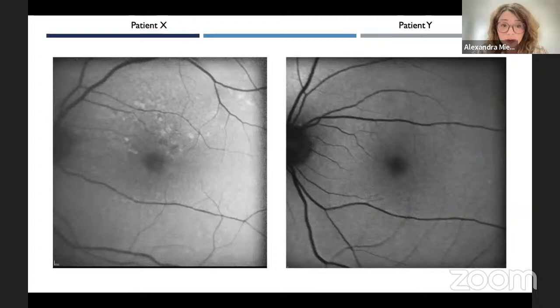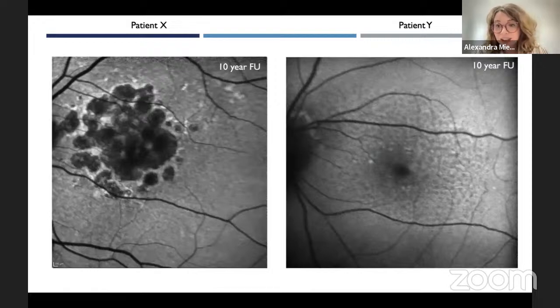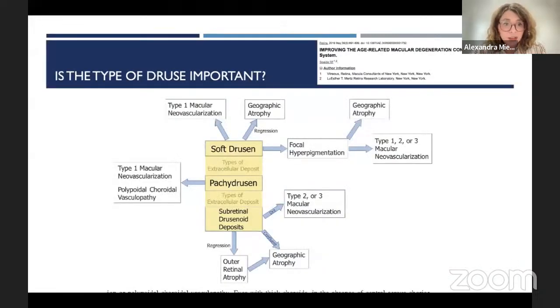And on autofluorescence, while at baseline they both seemed quite the same, at 2 years follow-up and mostly at 10 years follow-up, you can see the enormous difference because patient X has developed an extensive macular atrophy, as you have seen on the OCT previously, while patient Y has only some reticular pseudodrusen that are there, but no atrophy in sight. So, of course, the type of drusen is very important.